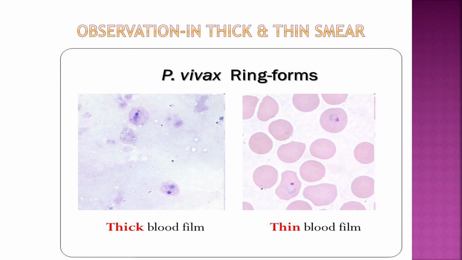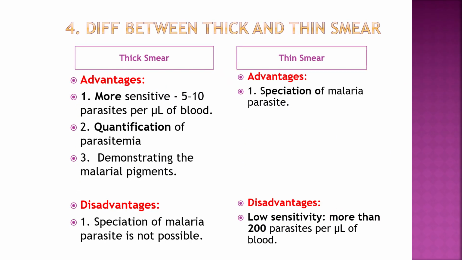And in a thin blood smear you can see plenty of RBCs containing the ring form of the parasites, where the nucleus is pink in color and the ring is blue in color. Now we will see the difference between thick and thin smear. Usually thick smear is used for screening and thin smear is used for identification of the species by different morphological forms.